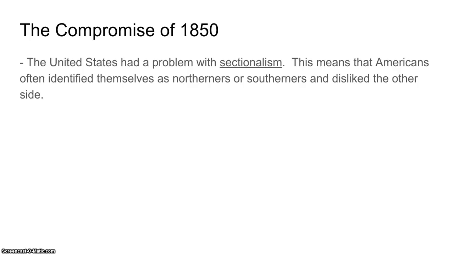All right, so this is our one note for the day before we get to the end. Just very, very simple here. Obviously, this is overly simplistic, but it'll help the students get the idea. The Compromise of 1850, basic background: the United States had a problem with sectionalism. This means that Americans often identify themselves as Northerners or Southerners and dislike the other side. That's about as much as I give the students before we go into the role play.